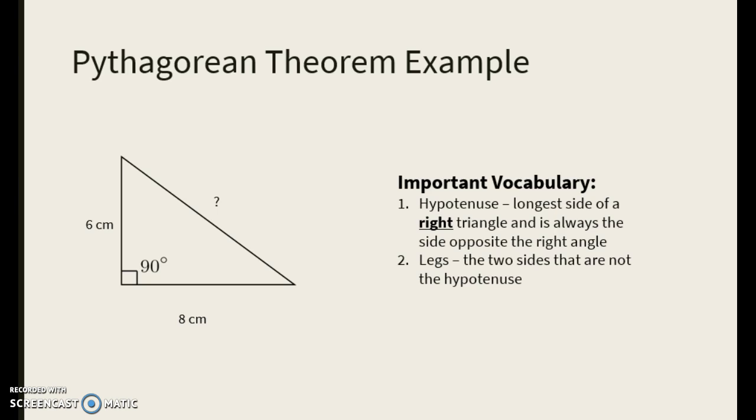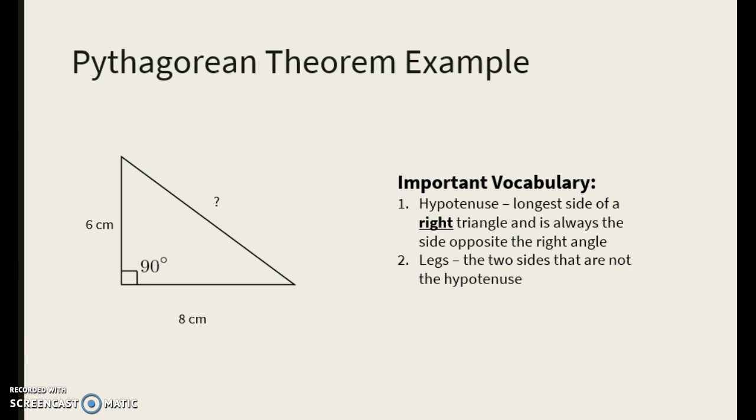The hypotenuse is the longest side of a right triangle, and it's always the side opposite the right angle. So you can see it's marked with a question mark on that triangle. It's very important, you can see that it's highlighted and bolded, that it has to be a right triangle. This theorem only works for right triangles. So we have that hypotenuse, that longest side across from the right angle, marked with a question mark.